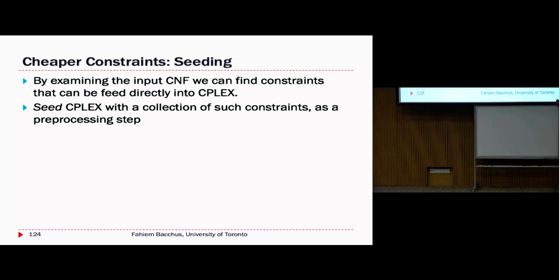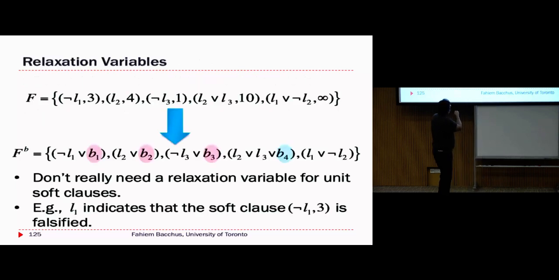You can find cheaper constraints by looking at your formula. And the basic idea of this is if we look at a formula, you look at these clauses, you see that they have unit soft clauses. And therefore, although we're introducing a b variable, you don't really need to have that b variable, because the literal L corresponds to whether or not this thing is true or not.